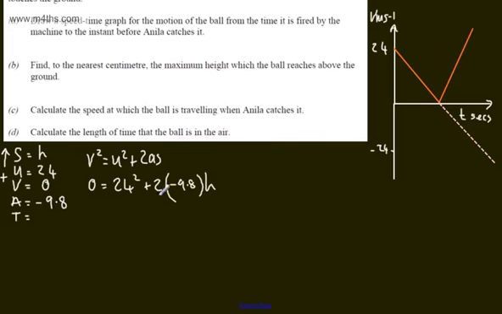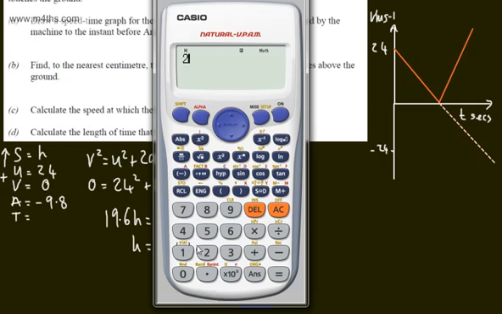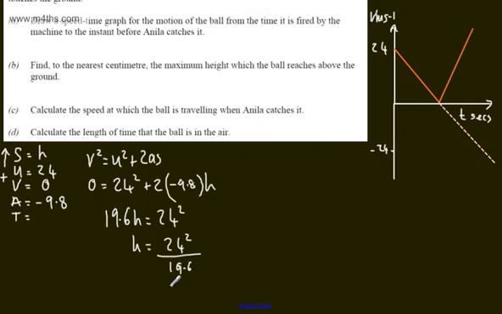We've got 2 lots of 9.8, which is going to be 19.6h. I'm just adding that to both sides, is equal to 24 squared. So h will be 24 squared divided by 19.6. So that's going straight for a calculator to find that value. Let's grab that up. So we've got 24 squared, and we're going to divide this by 19.6. That gives me 1440 over 49. So let's write this here.